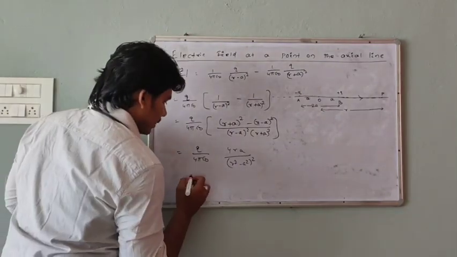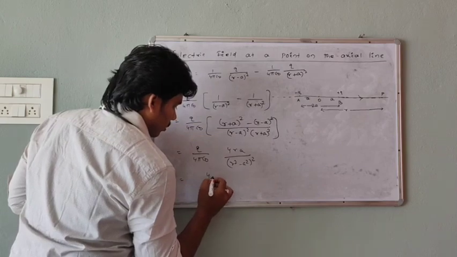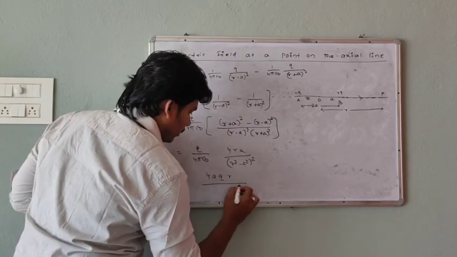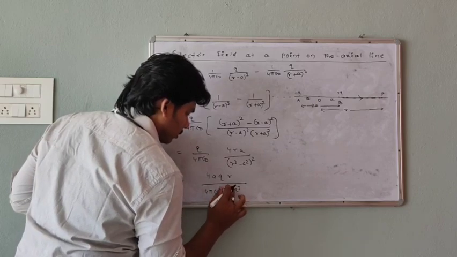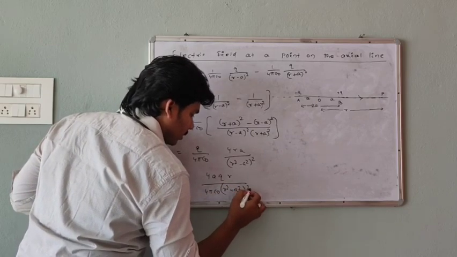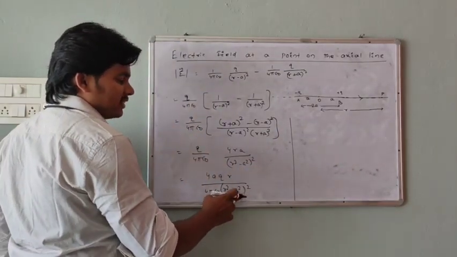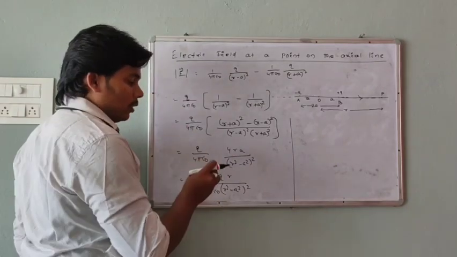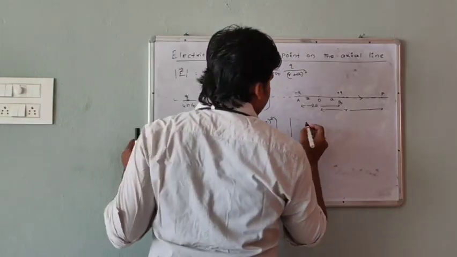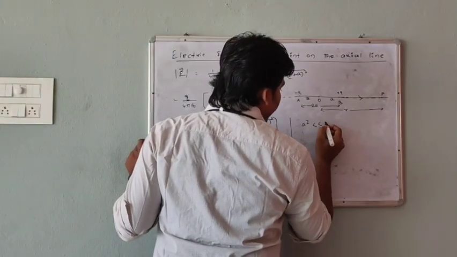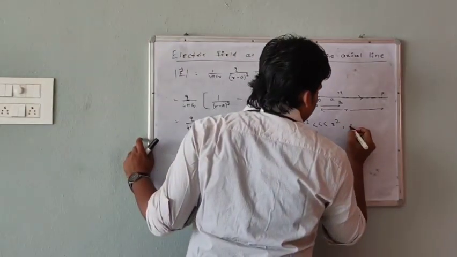So this will be 4AQ into R by 4 pi epsilon naught, (R square minus A square) whole power 2. The A square value is very less as compared to R square, so A square can be neglected.